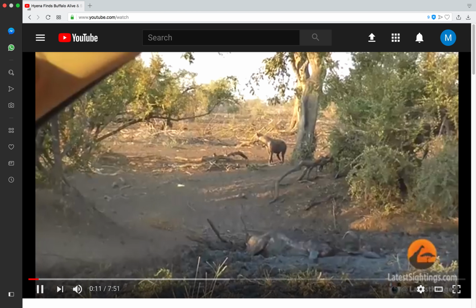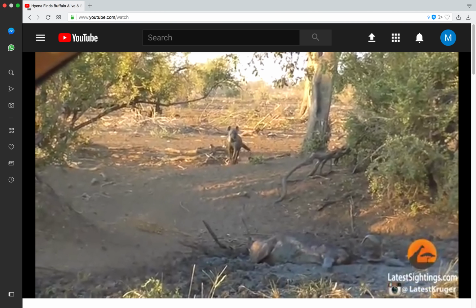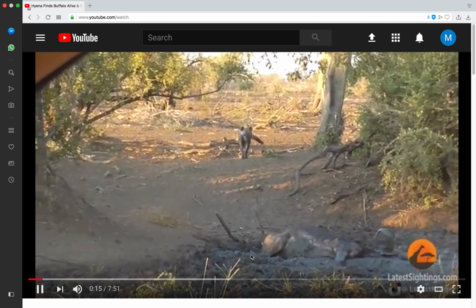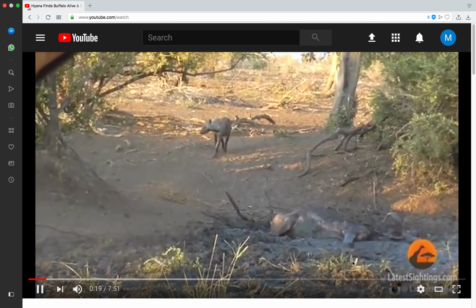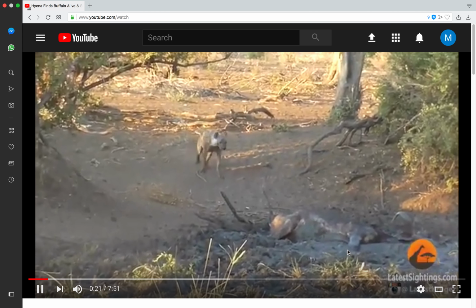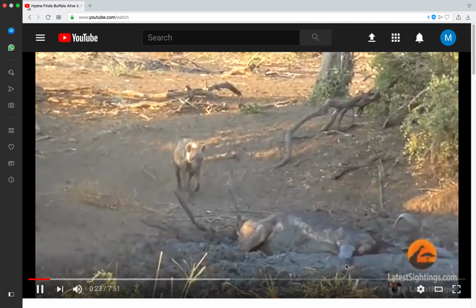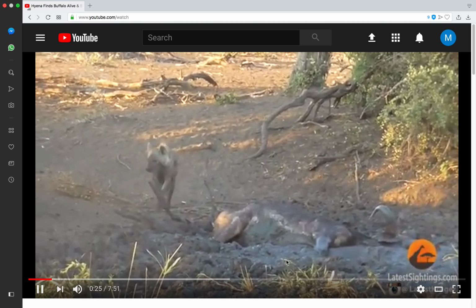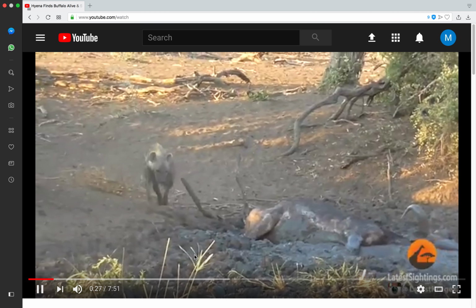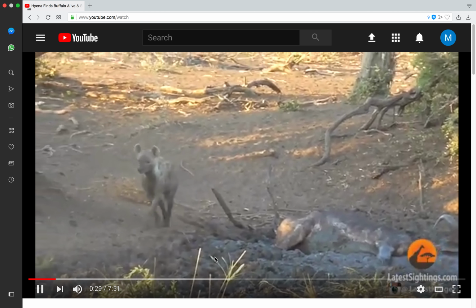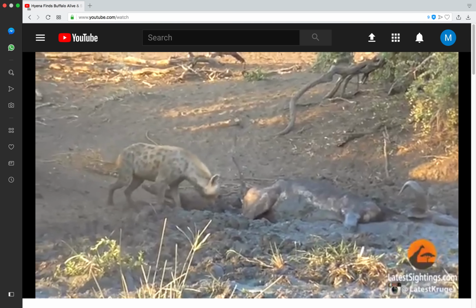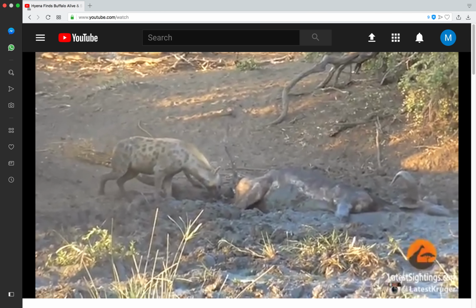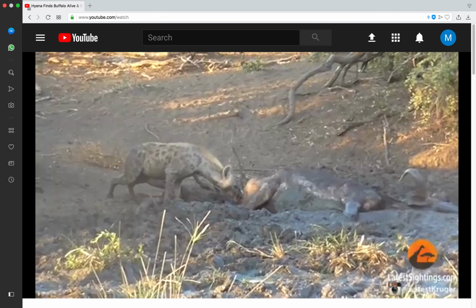It looks like they're in Africa. This is a hyena coming. Down here, there's a water buffalo. It's alive and it's stuck in the mud. See the horn right there? I'm sure there's a story about how it got stuck in the mud. But these hyenas are cruel, ruthless, carnivorous creatures. They have no mercy. He's taking advantage of the situation.